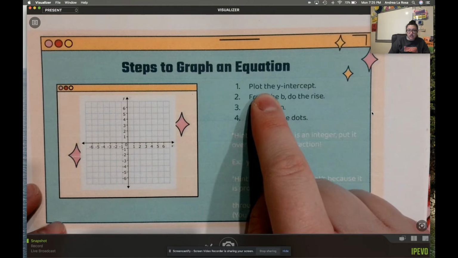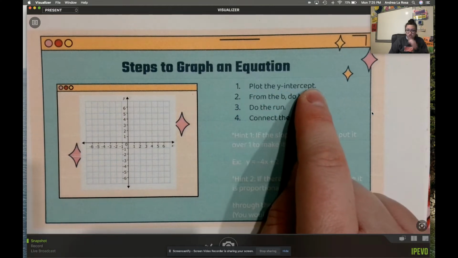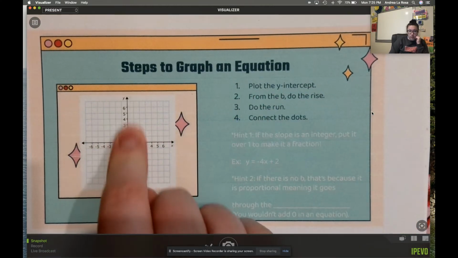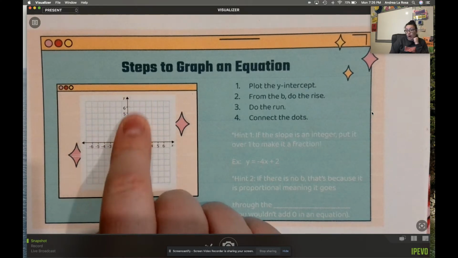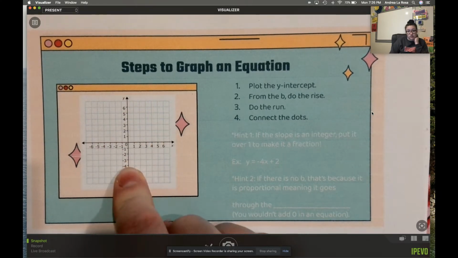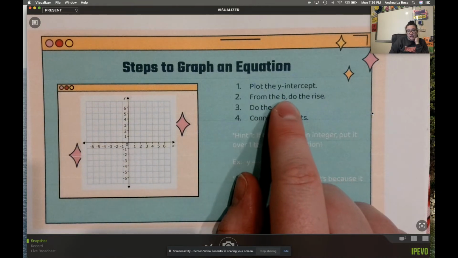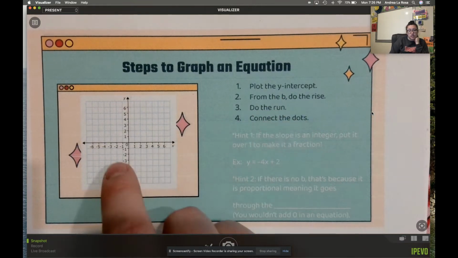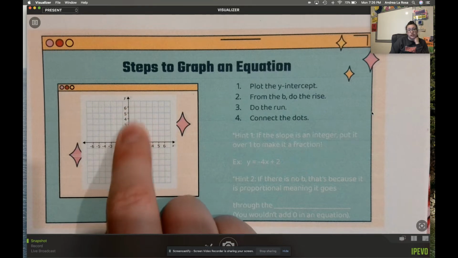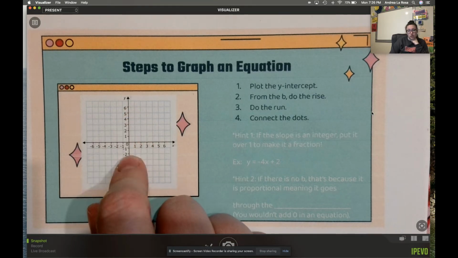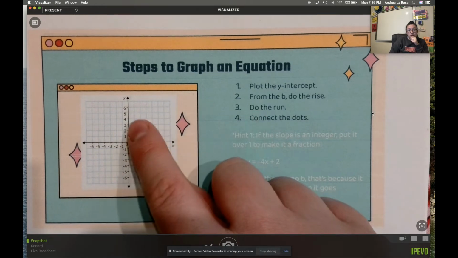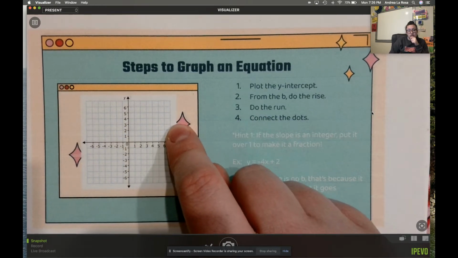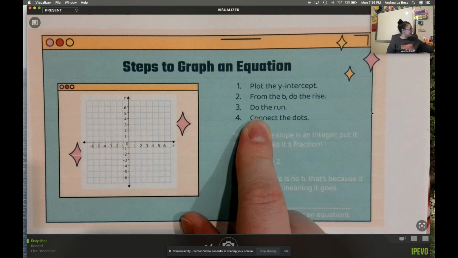The first thing you're going to have to do is plot the y-intercept. Again, the y-intercept goes on the y-axis, so I'm going to put a dot somewhere on this line. From that b, from that dot, I'm going to do my rise, so I'm going to go up or down, however many I'm supposed to go. Then I'm going to do my run. I'm going to run to the right, and I'm going to connect the dots to make a line.